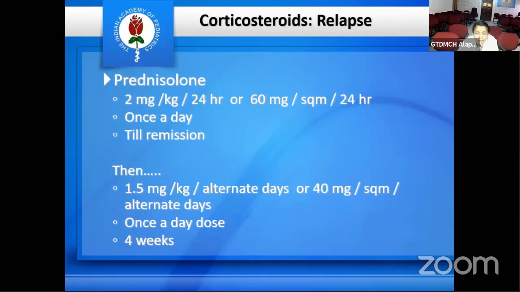If there is a relapse, the treatment differs slightly. Prednisolone dose is 2 mg per kg per 24 hours, once a day, till remission, till the urine albumin is nil. Then you can change over to 1.5 mg per kg on alternate days, once a day for 4 weeks. Then taper off and stop.